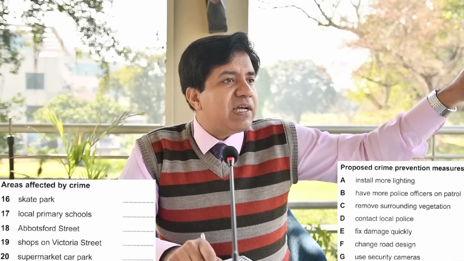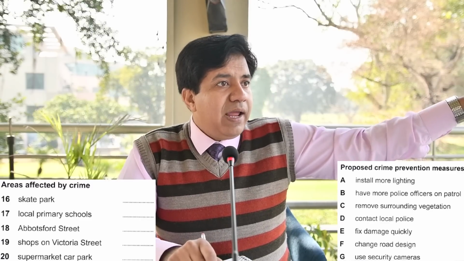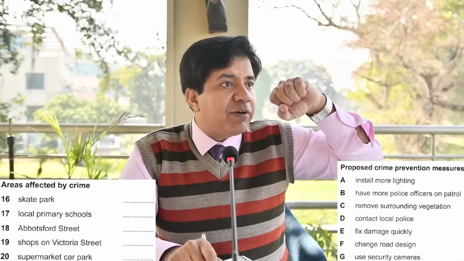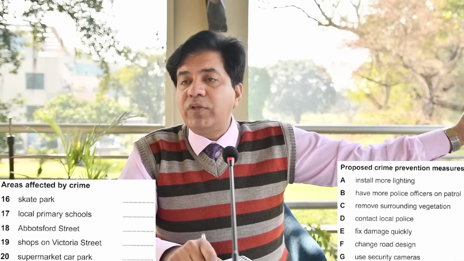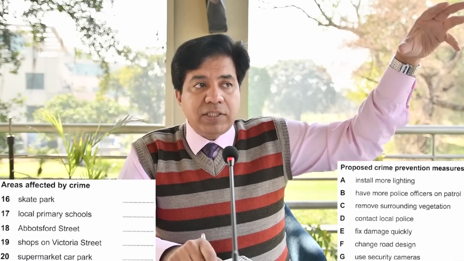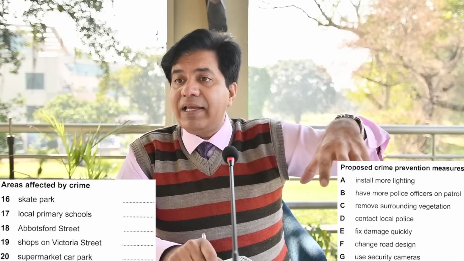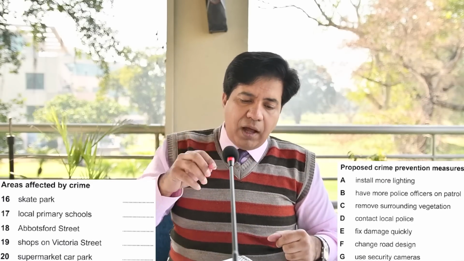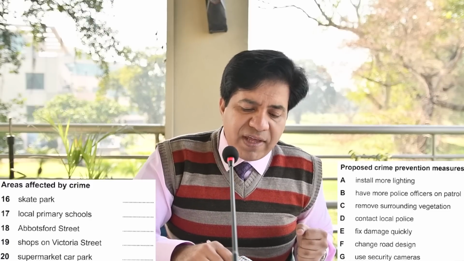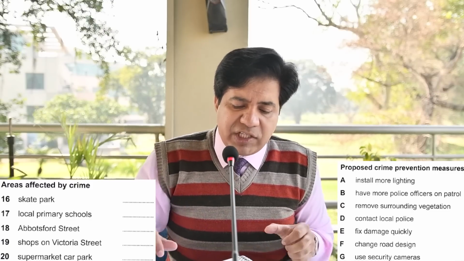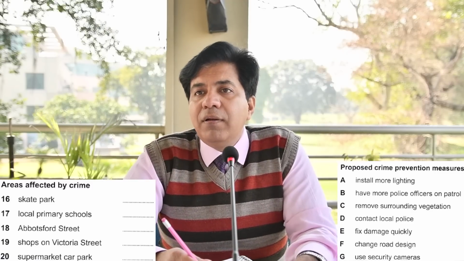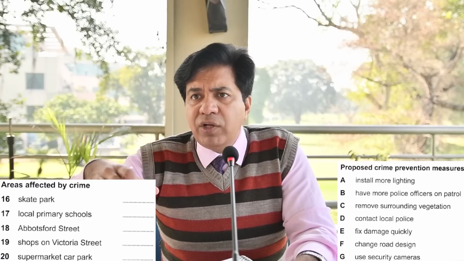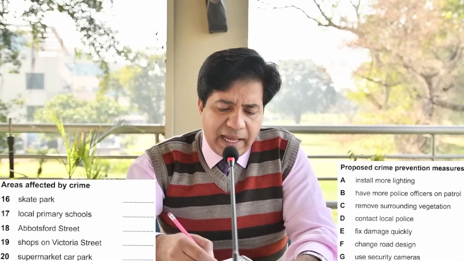For example, if there is a garden and it's very dark and there is a lot of crime there, what will they do there? They will install more lights there. So this is what we call a measure. Mean jahan pe crime ho raha hai us pe wo kya karne lage. That's what the questions are all about. So which crime prevention measure is proposed for each area? Have more police officers on patrol. Means patrolling police, you know that. They are patrolling and all that.